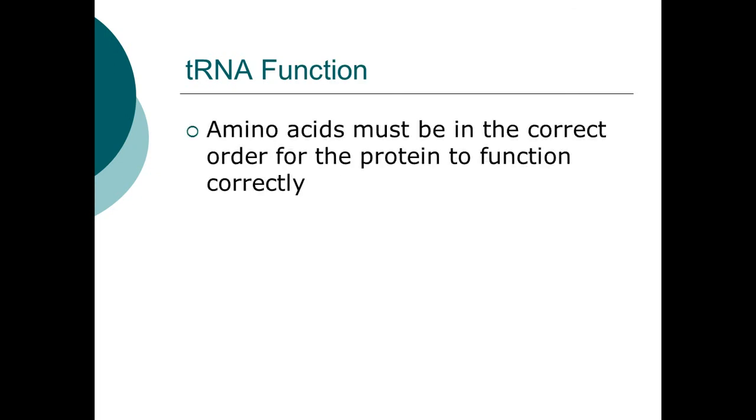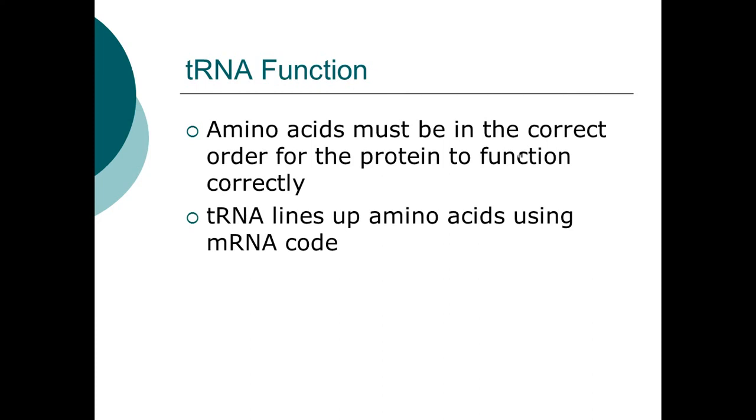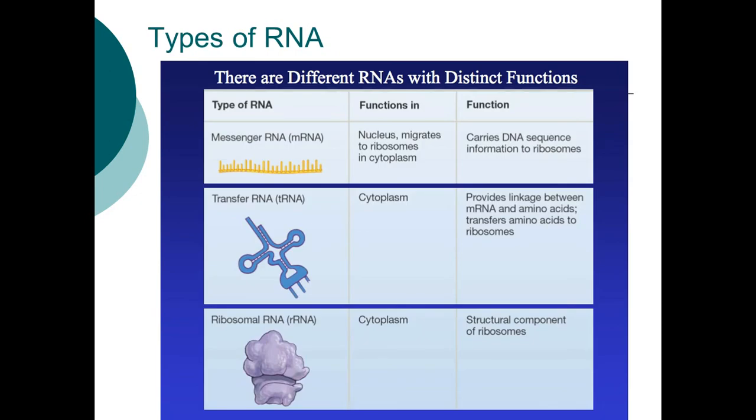The job of tRNA is to keep the amino acids in the correct order for the protein to function. The tRNA lines these amino acids up using the mRNA code. So just to review, you've got 3 kinds of RNA, and I know this is a question on your assignment. The first is messenger RNA. This is found in the nucleus, and it will migrate or travel out to the ribosome. Its job is to carry the DNA sequence information to the ribosomes.